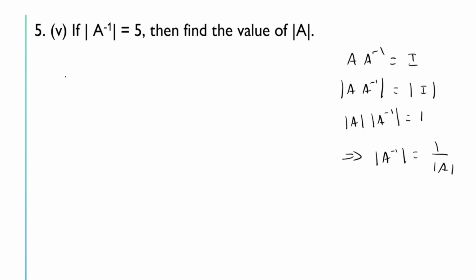So using this we can find the determinant of A. Determinant of A inverse is 5, so 5 is equal to 1 by determinant of A. From this we get determinant of A is equal to 1 by 5.